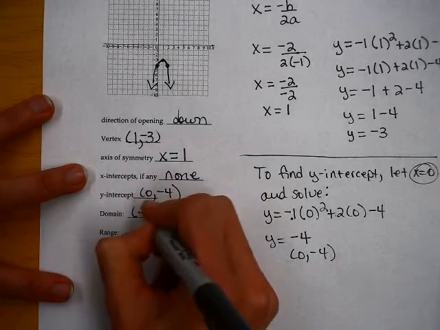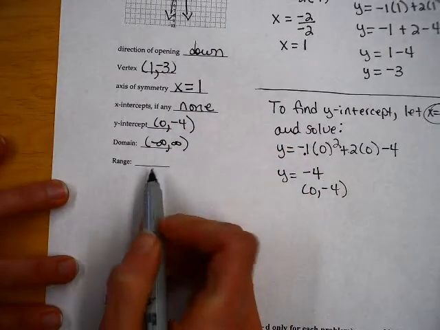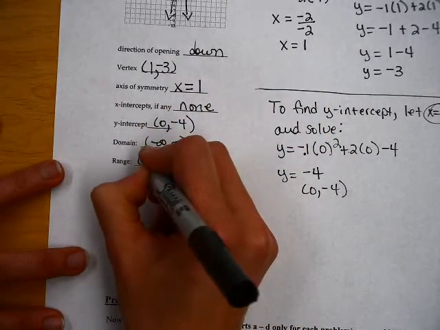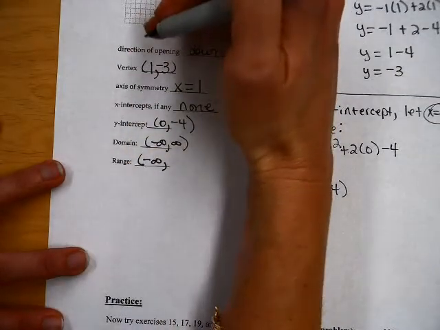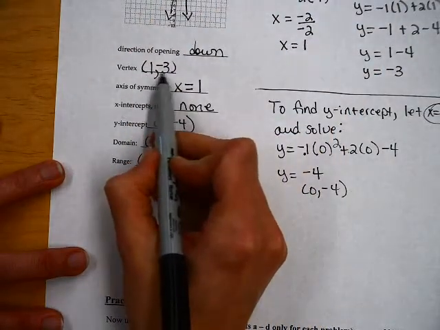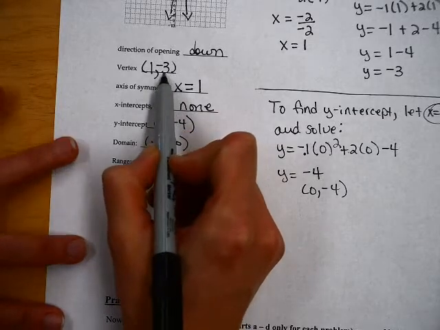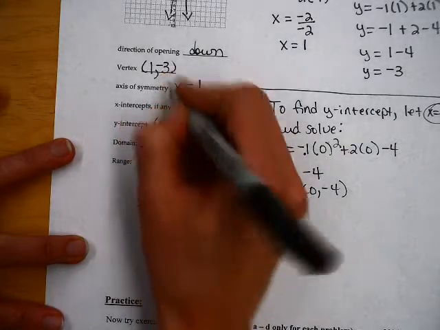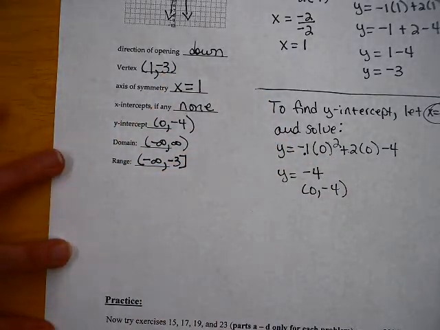Domain again would be -infinity to +infinity. And our range, since this one opens down, our range will start with parentheses -infinity, comma, up to our highest y value. In other words, whatever your k is in your vertex, or whatever your y value is in your vertex. So that's -infinity, comma, to -3 with a bracket around -3.